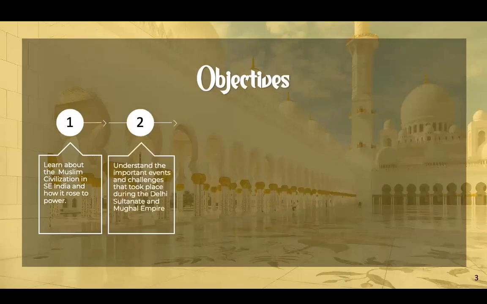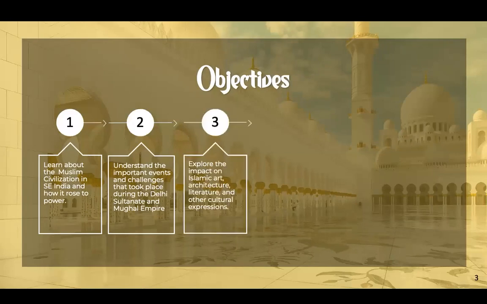Okay, so again, we're learning about the Muslim civilization, Southeast India. By the end of the lecture, we'll be understanding the important events, challenges that took place, whether in Delhi Sultanate and the Mughal Empire. We'll see their impacts on the Islamic art and literature and architecture.